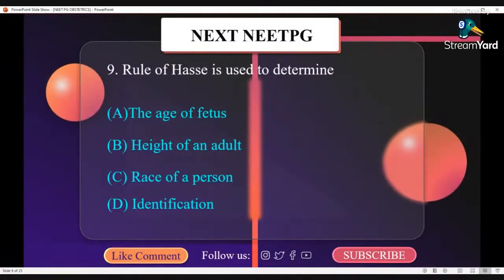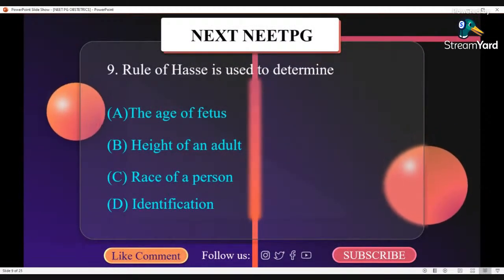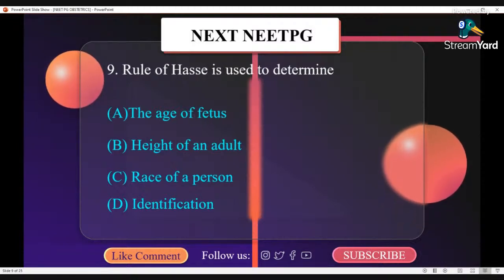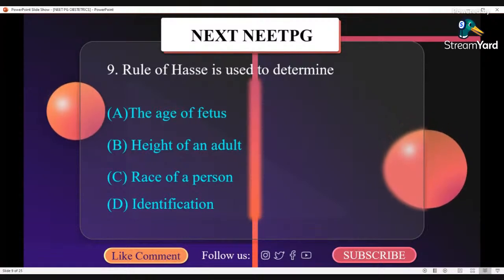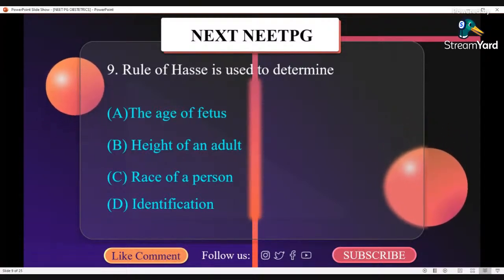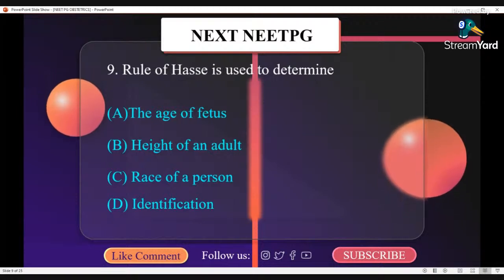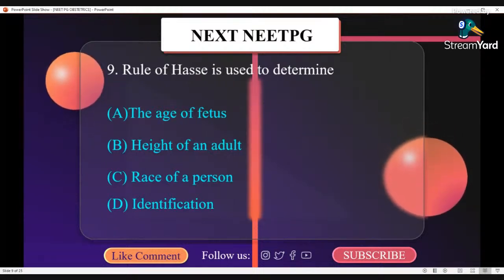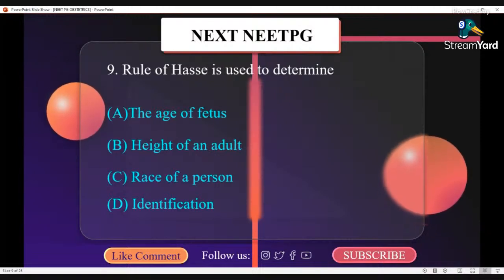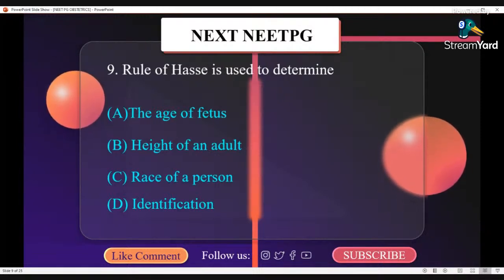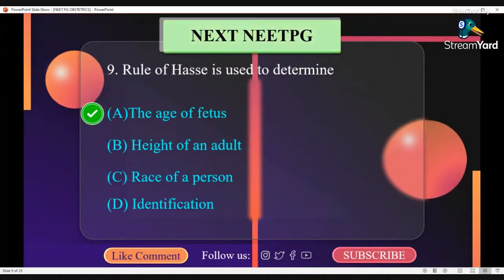Rule of Hasse. We all know rule of Hasse is used for detection of the age of fetus. So rule of Hasse is used to determine, four options are given: A, the age of fetus; B, the height of an adult; C, the race of a person; D, identification. This question can be asked in forensic medicine also. So the rule of Hasse is used to determine the age of fetus. Correct option is A.